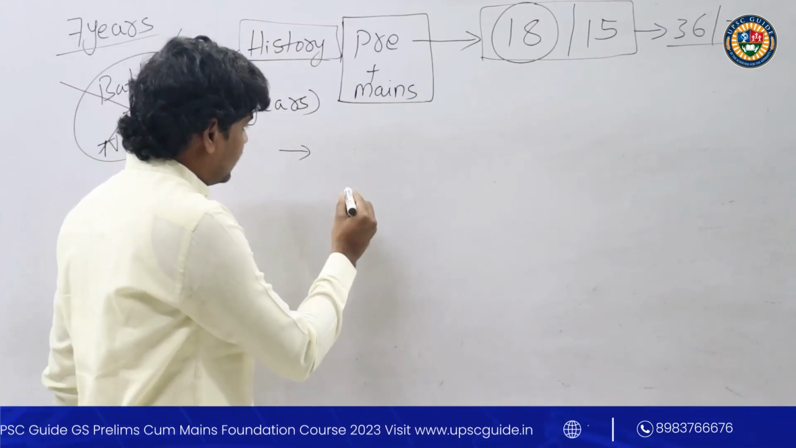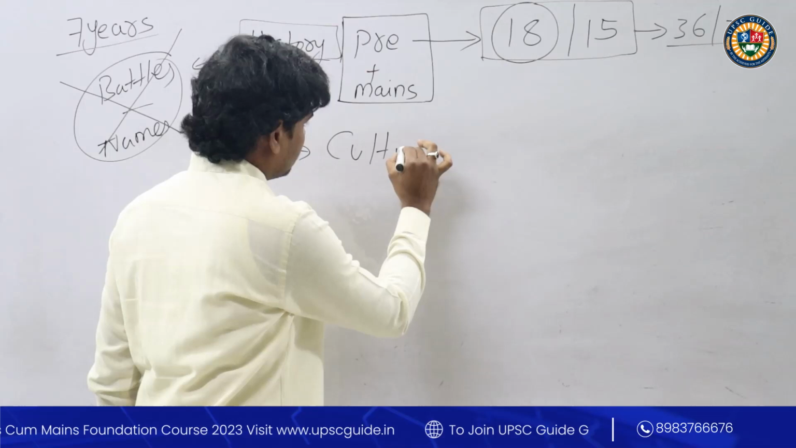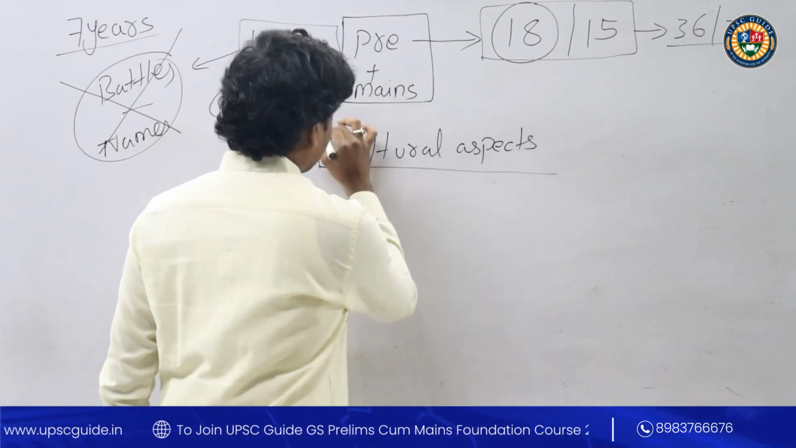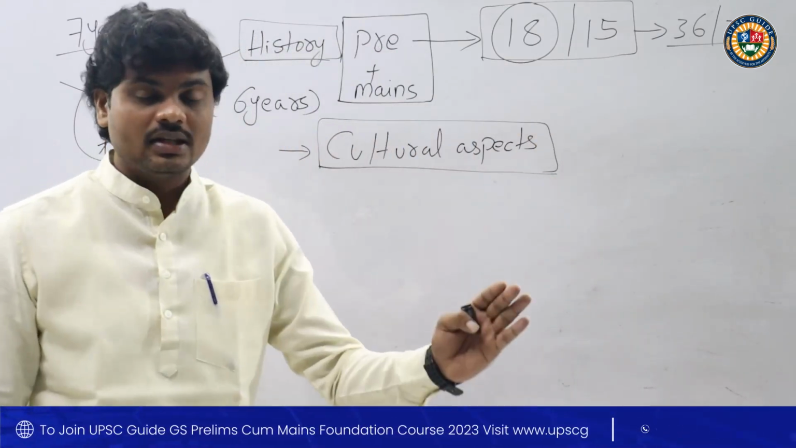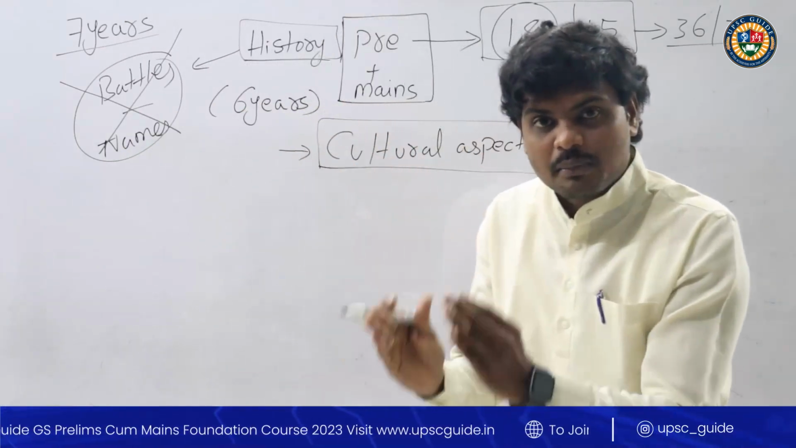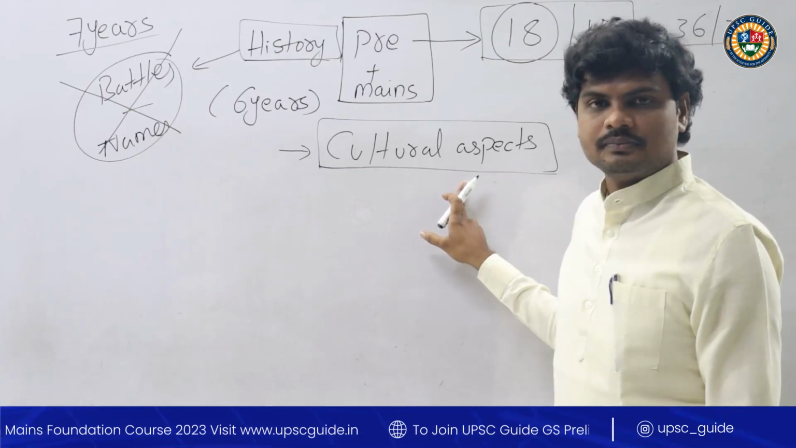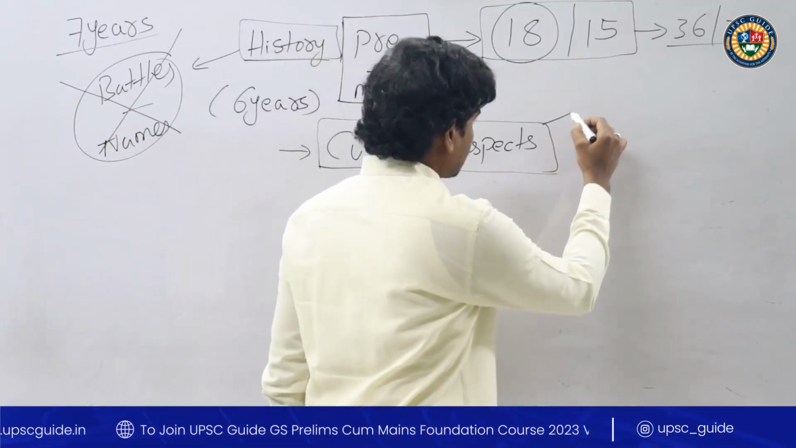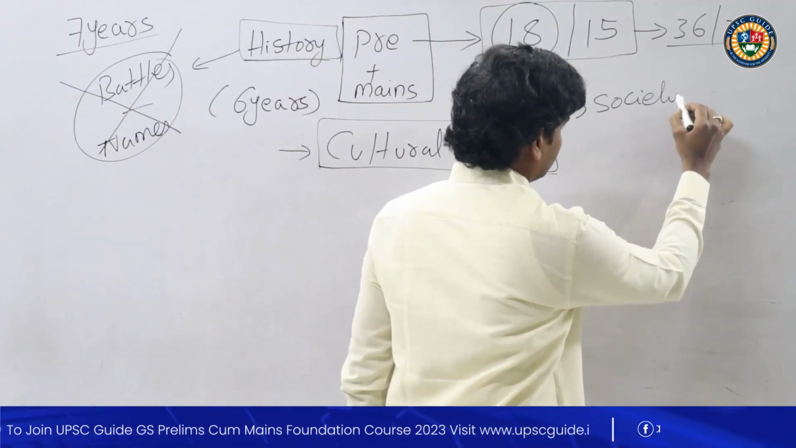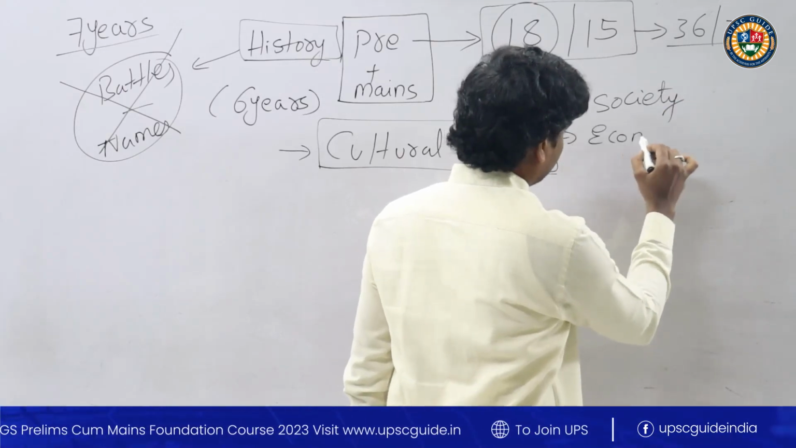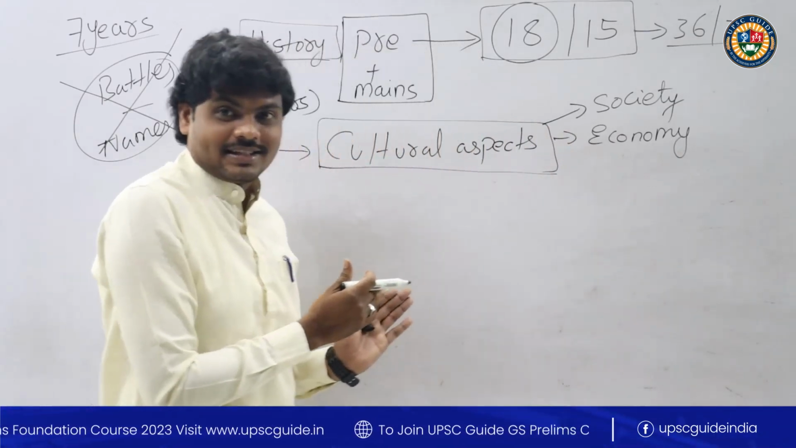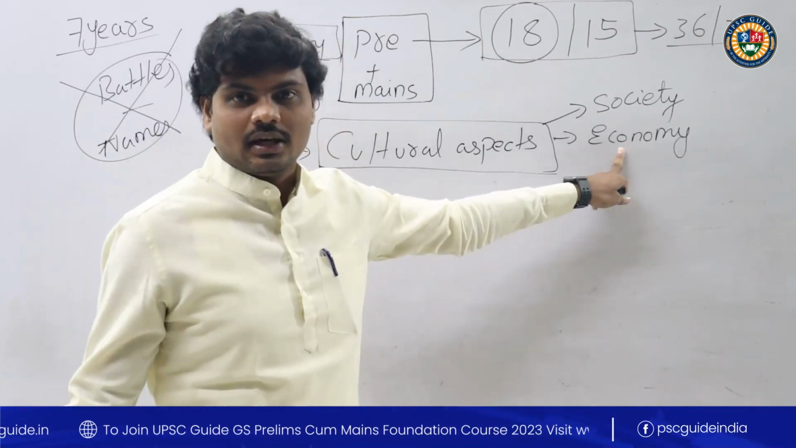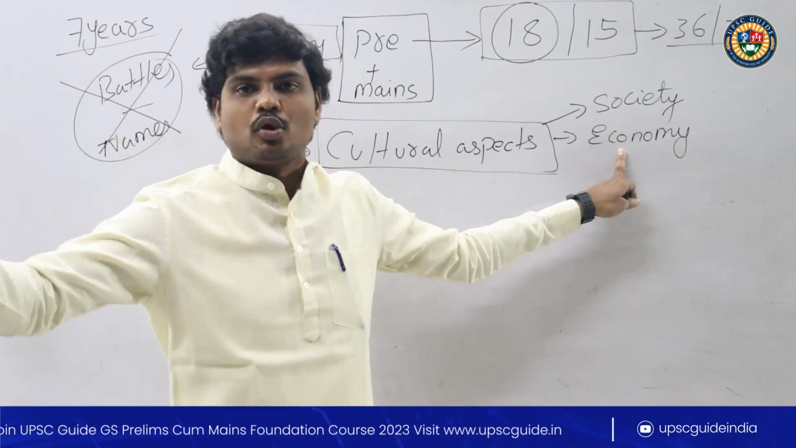So in history, UPSC is basically looking for the cultural aspect. This is the most important, particularly in the section of ancient and medieval. You may ask me, sir, what comes under the cultural aspect? Every dimension which was associated, like society, and the economy of those particular ages. Don't think that economy is another subject as well, right? The economy of ancient India during different ages, Mauryan economy, post-Mauryan economy.